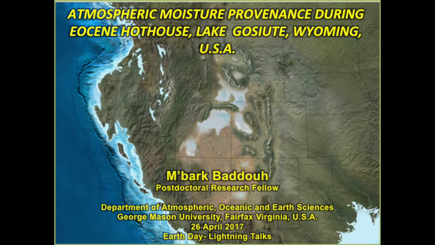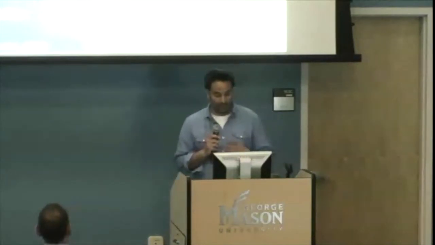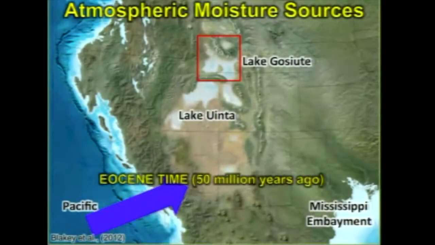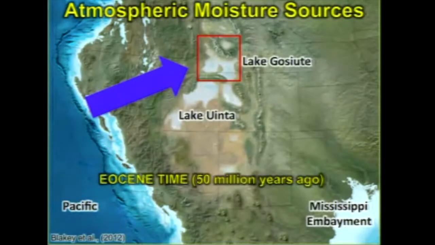All right, today I'm going to talk to you about atmospheric moisture sources delivered to a lake in Eocene time in Wyoming. If you look at the reconstruction map of the western United States, there are huge lakes in that area, and we want to know exactly where the moisture source is coming from. One potential source is the Pacific, and the other is the Gulf of Mexico. So these are two basically bimodal sources of the moisture delivered to those lakes.